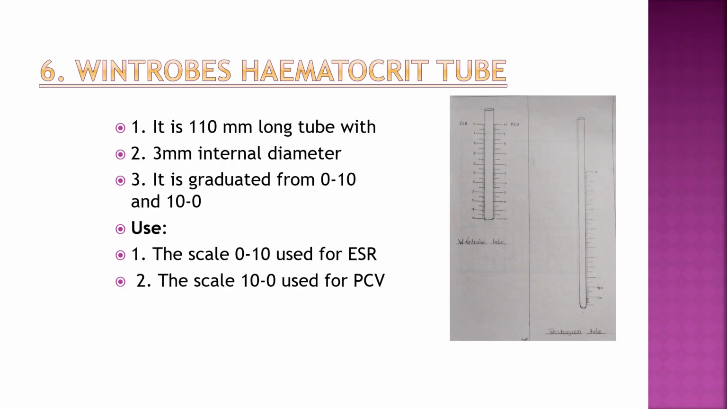Sixth is the Wintrobe's or hematocrit tube, also called the PCV tube. It is 110 millimeter long, and it has a 3 millimeter internal diameter, and the markings are 0 to 10 and 10 to 0. The uses are: the scale 0 to 10 is used for ESR, and the scale 10 to 0 is used for PCV, that is packed cell volume.